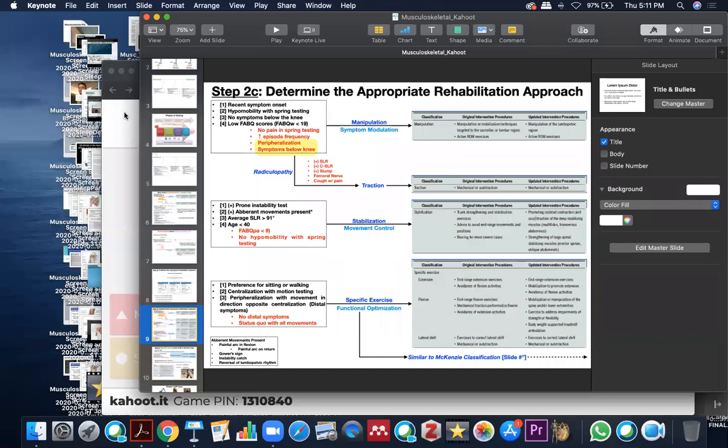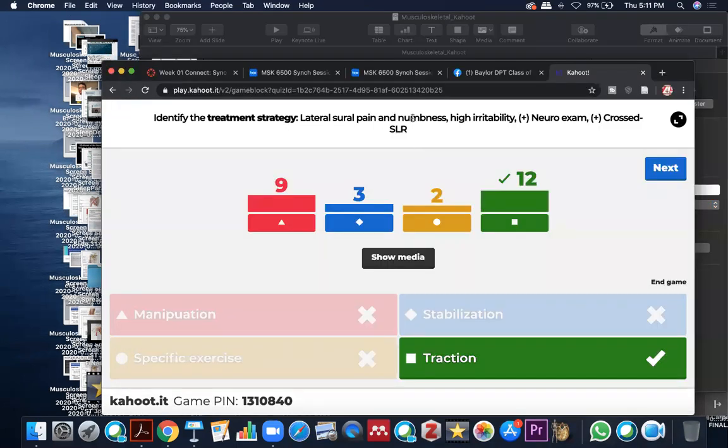If anyone has any questions, let me know. We'll go on to the next one. But remember, if you've got pain below the knee, a positive neuro exam, and a positive cross straight leg raise, those are things that lead you toward perhaps a radiculopathy. So in that case, you might use traction. All right, next question.